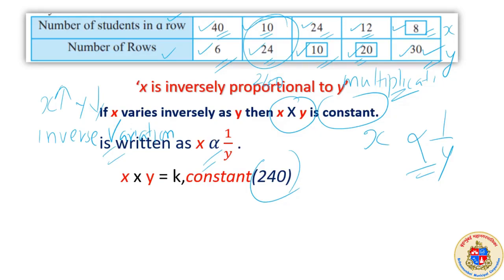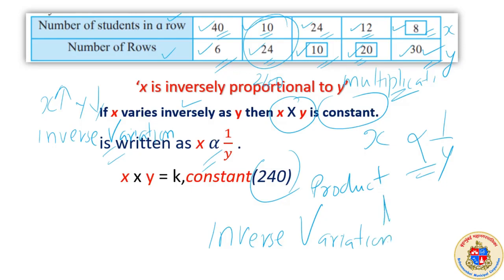In any case it can be anything. So here the product is constant. Product will be constant. That is what you have to remember. In the case of direct variation, the ratio was constant. Here in the case of inverse variation, inversely proportional, ये आपको आगे कैरी करना है. Product is constant.